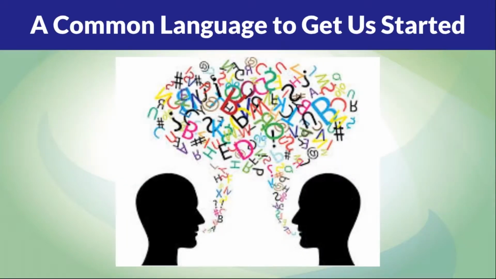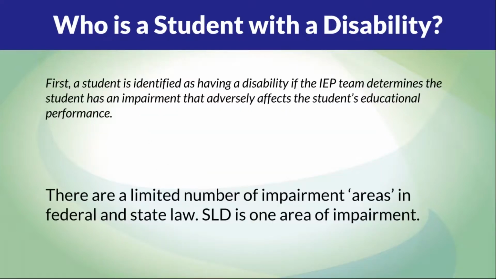So before we get started around the specifics of SLD, I want us to have some common language as it relates to comprehensive evaluation and evaluation for special education broadly. So first, let's talk about who is a student with a disability, and this is true for all disabilities. This isn't specific to SLD. But per IDEA, in order for you to have a disability within the school setting, the IEP team first has to identify a child as having a disability, an impairment that adversely affects the student's educational performance.